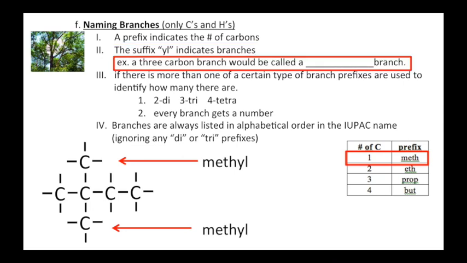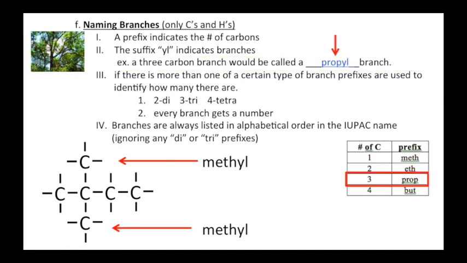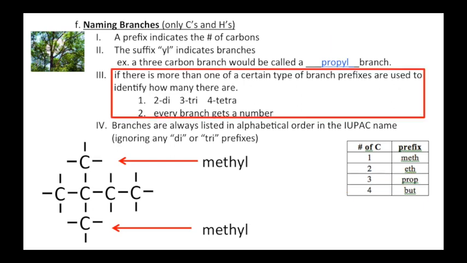Okay, a 3 carbon branch would be called what? I'll give you a second to think about it. You're right. 3 carbons would be prop. Oh, it's a propyl branch. All right. Now, if there's more than one of a certain type of branch, there's another prefix used. It's a prefix in front of a prefix, which is kind of weird. Blame IUPAC if you don't like it. Or if you want to change it, become a member of IUPAC. But it's a prefix in front of a prefix.